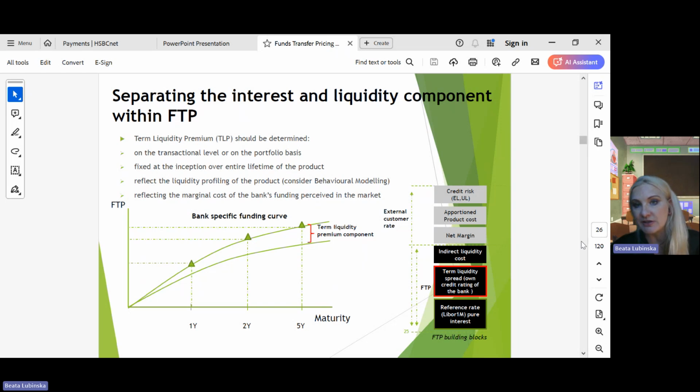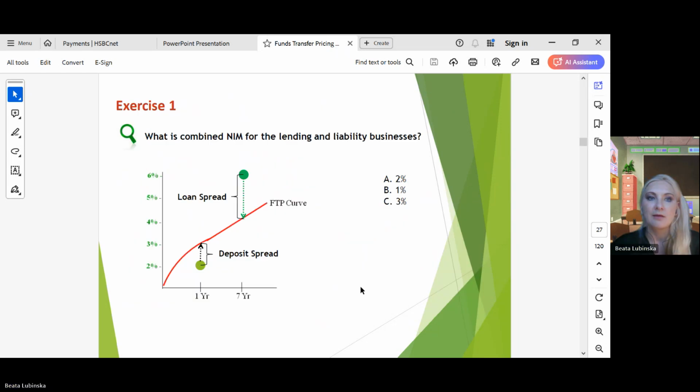Then on top of this, we already analyzed it, and we will come back to the indirect liquidity cost. But for now, let's stop here and let's go through the exercises. So the first exercise is, what is the combined NIM, net interest margin, for the lending and liability businesses?